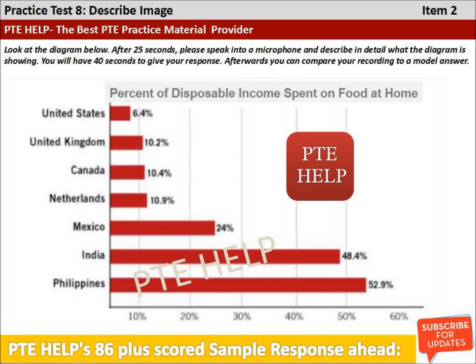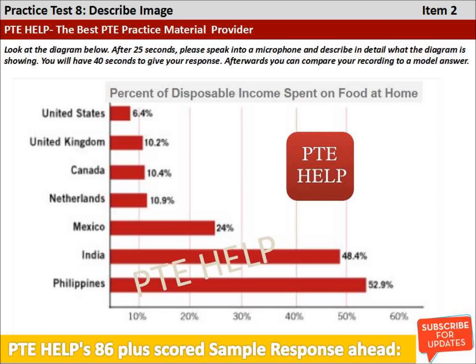This bar chart illustrates the percentage of disposable income spent on food at home by the natives of United States, United Kingdom, Canada, Netherlands, Mexico, India and Philippines. The most remarkable point is that Philippines remained at the first position, where the percentage of disposable income on food was 52.9%, followed by India with 48.4%.